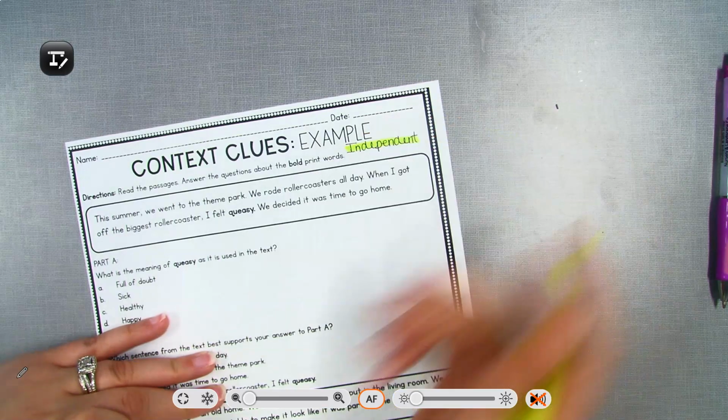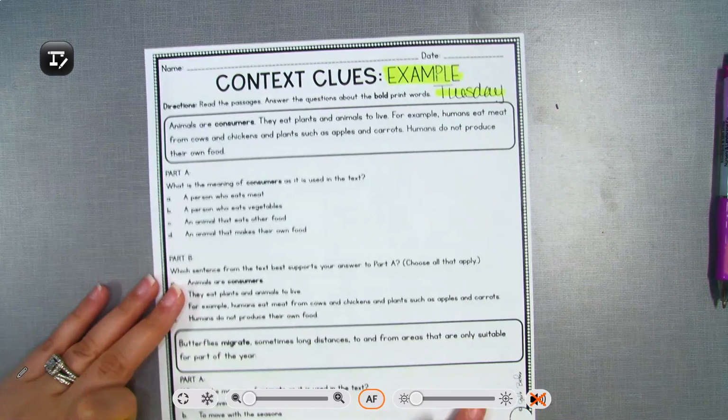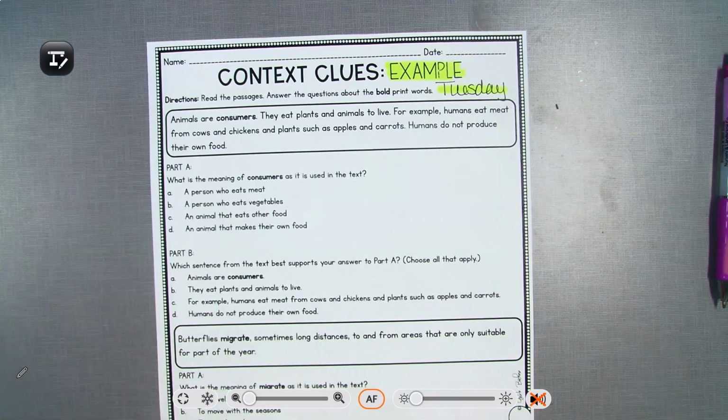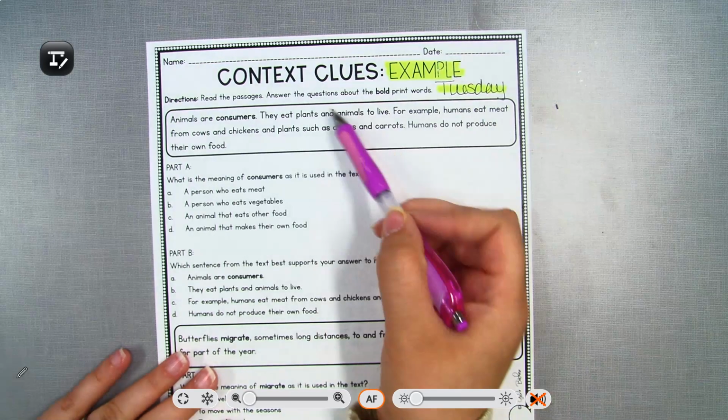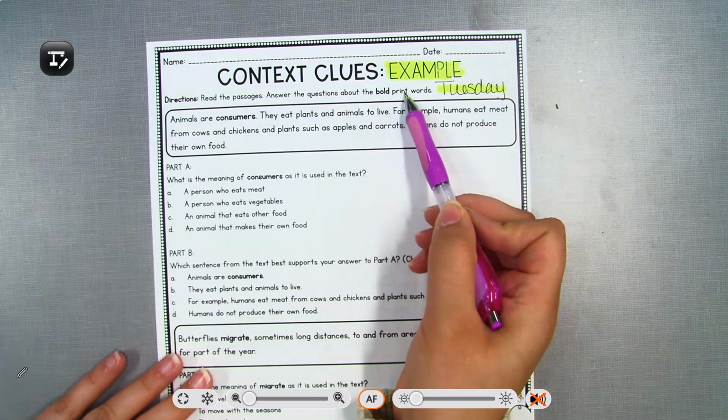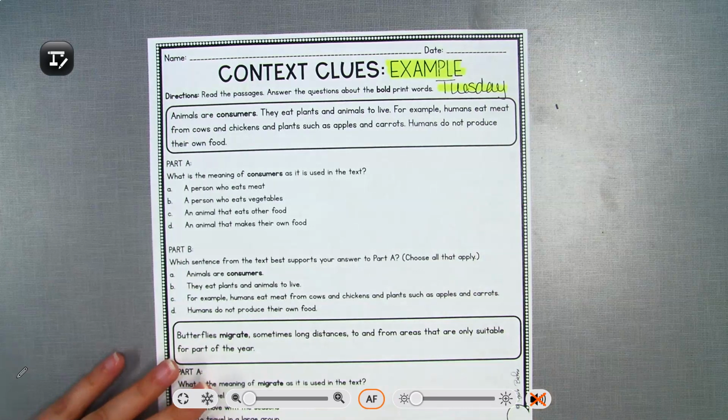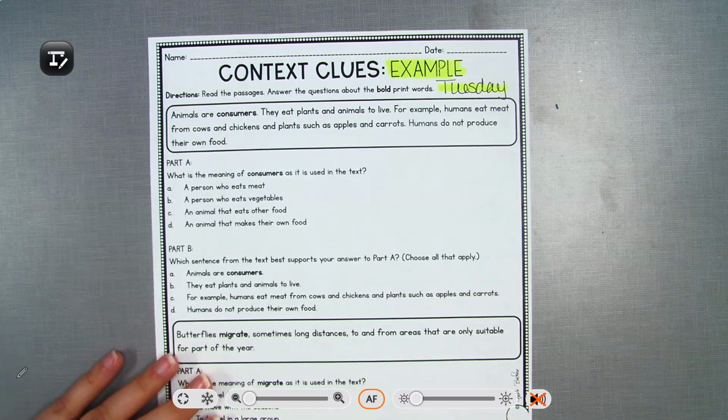Tuesday, and on the back it says independent. That's what you're going to do on your own. We're going to do the front page together. So just like yesterday, we're going to read the passage, answer the questions about the bold print word. So animals are consumers. They eat plants and animals to live. For example, humans eat meat from cows and chickens and plants such as apples and carrots. Humans do not produce their own food.